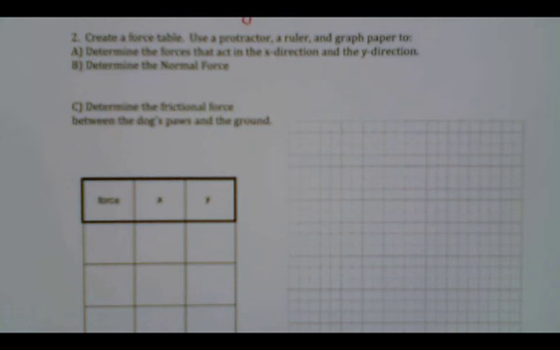Number 2, create a force table. Use a protractor, a ruler, and graph paper to A, determine the forces that act in the x direction and the y direction, B, determine the normal force, and C, determine the frictional force between the dog's paw and the ground.